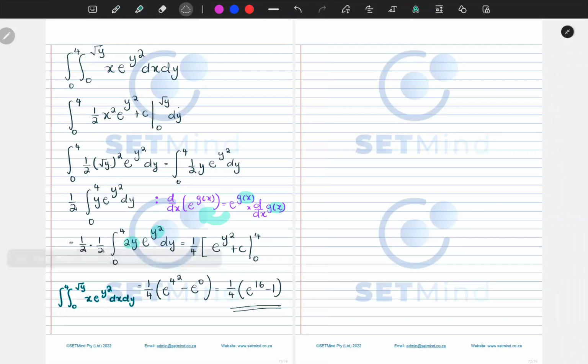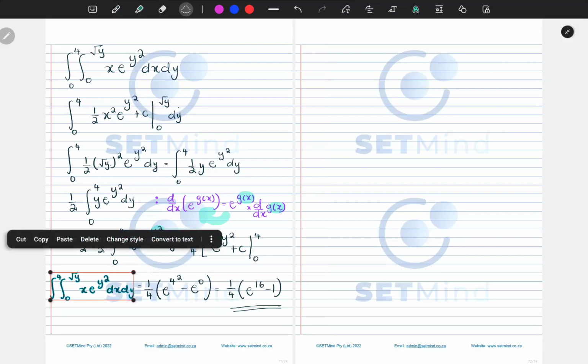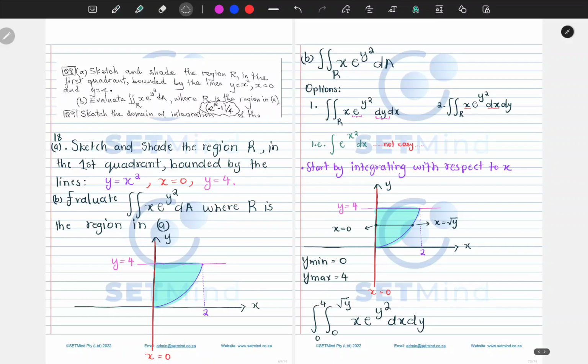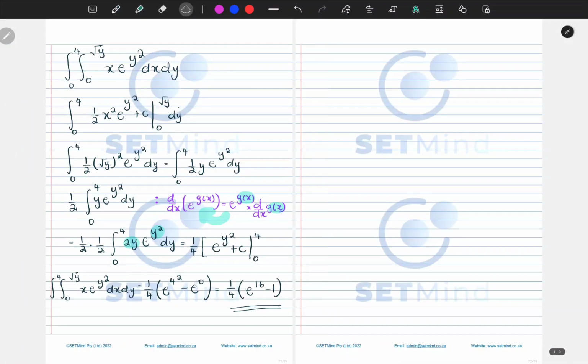So let me make some space. There you go. So that is our solution for that question. I hope this makes sense and it clears and helps your understanding of switching the integration limits, and how you make a decision on which one to go for and which one not to go for. Okay, cheers.